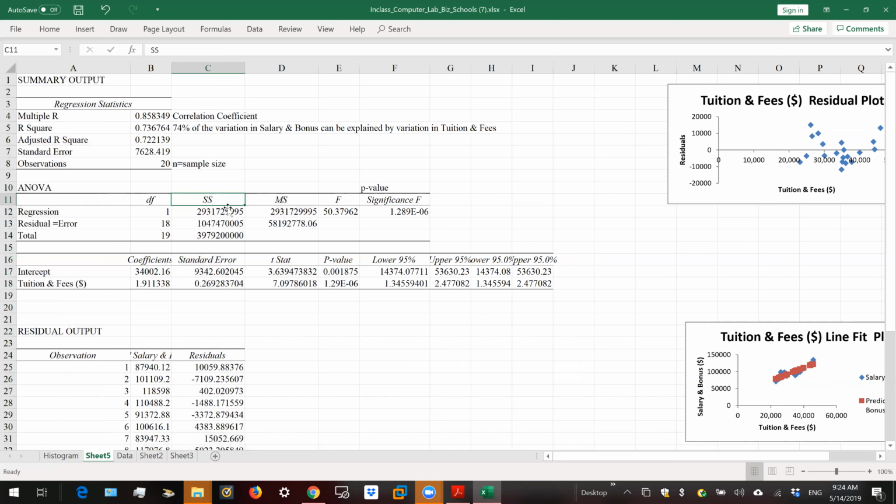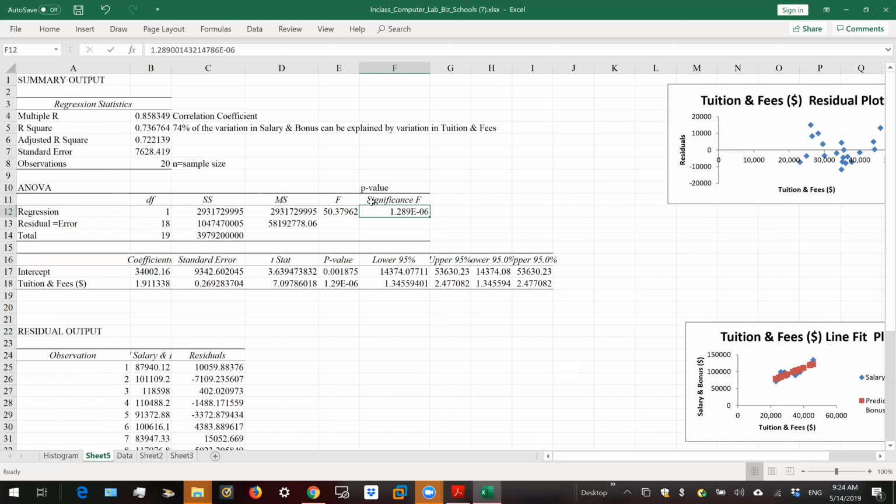The degrees of freedom is what we've been talking about in class. The regression degrees of freedom is always 1 for simple linear regression. The degrees of freedom for the error is n minus 2, which in this case would be 18, and then the total degrees of freedom would be 19.